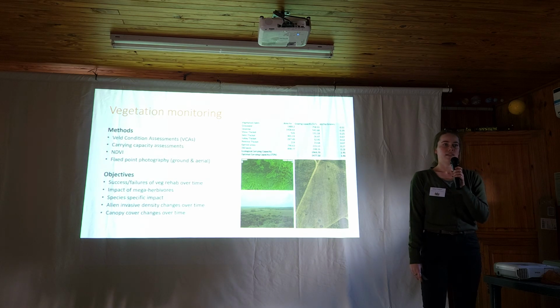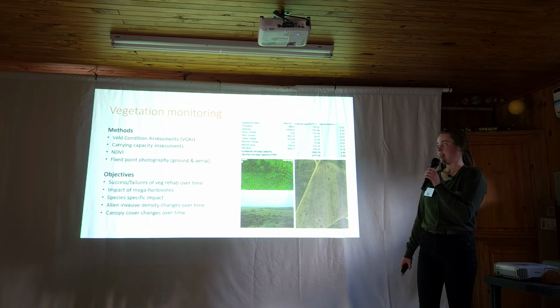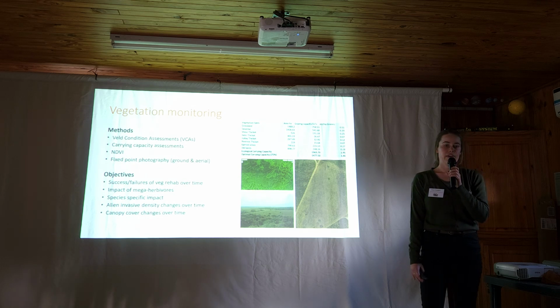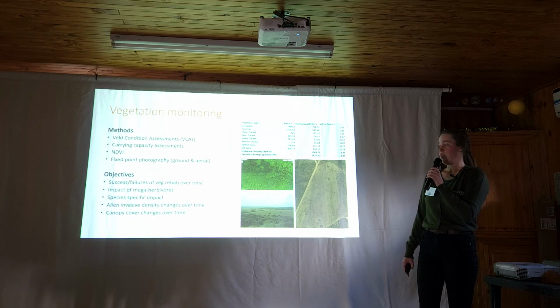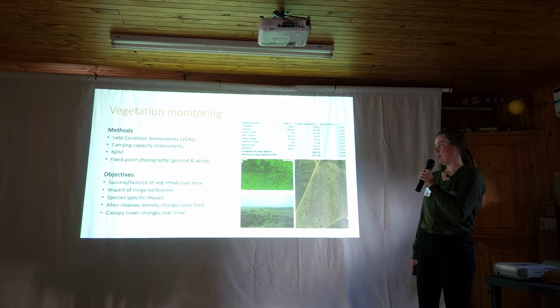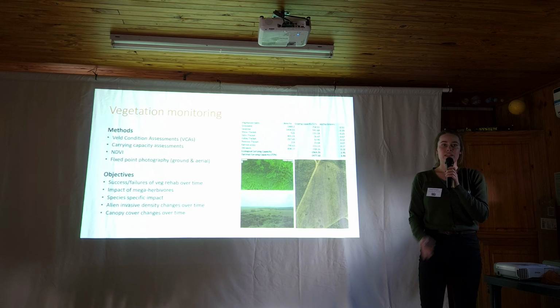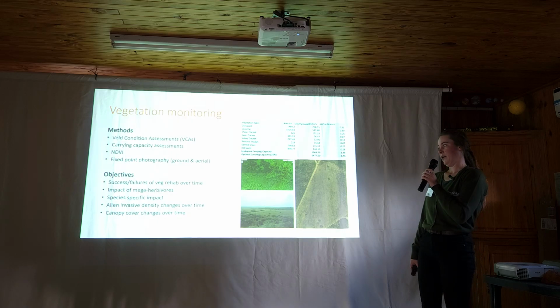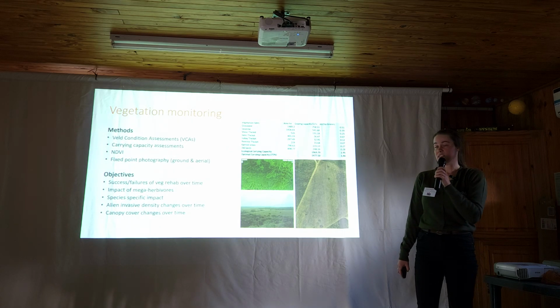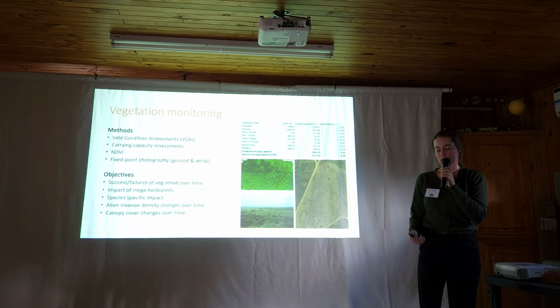The objectives of this vegetation monitoring are to assess things like the success and failure of veg rehab over time, the impact of megaherbivores, species-specific impacts, so species-specific plant species, including alien invasives, and looking at things like canopy cover change over time.